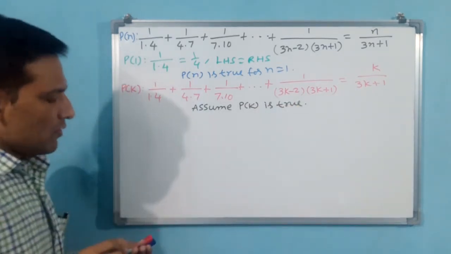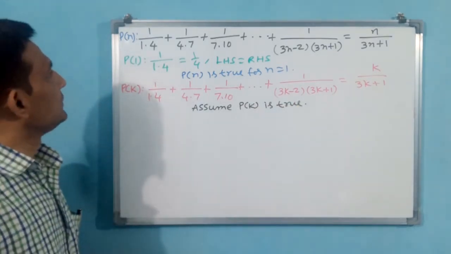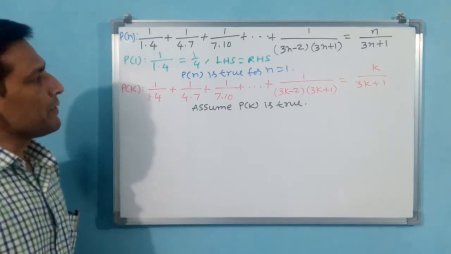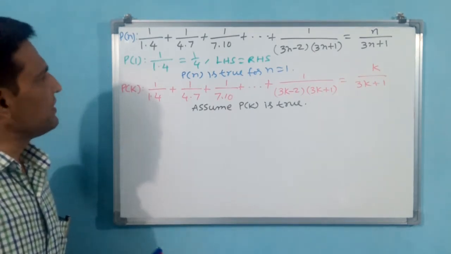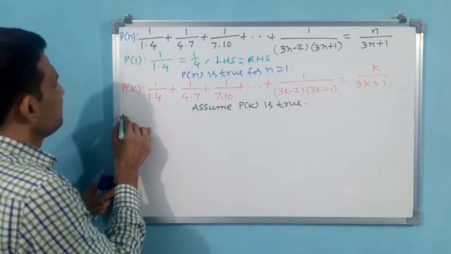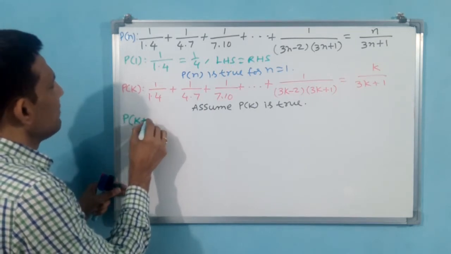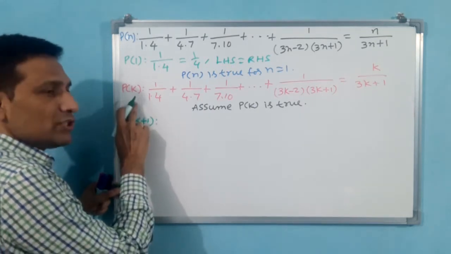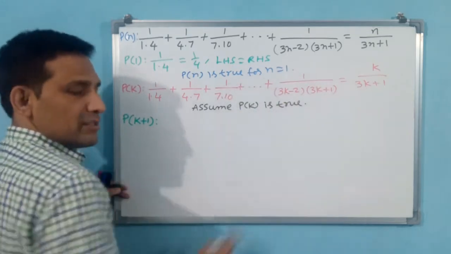Okay. We have written: assume P(k) is true also. Next important step, P(k+1). You write P of k plus 1. Now you see, only P(k), extend this one.